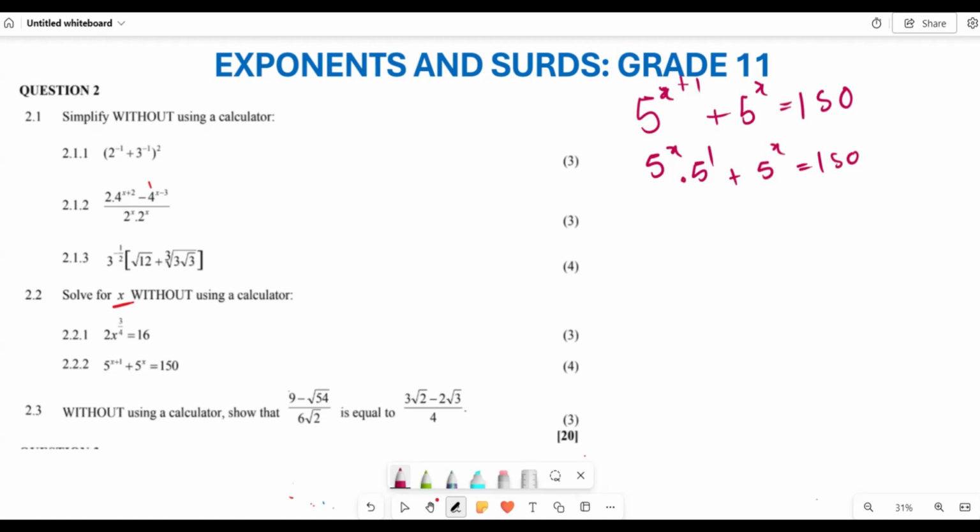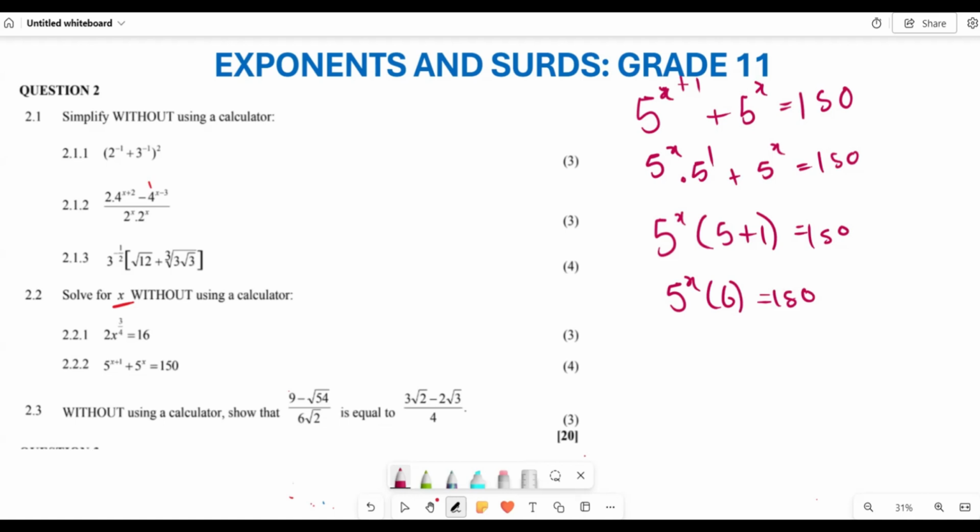Now we can take out a common factor between the two. Can you see that 5 to the power of x is common? When 5 to the power of x is common here, I'm left with 5 plus 1, which is the same as 150. Are we all fine? This is the same as 5 to the power of x into the bracket 6, equals 150.